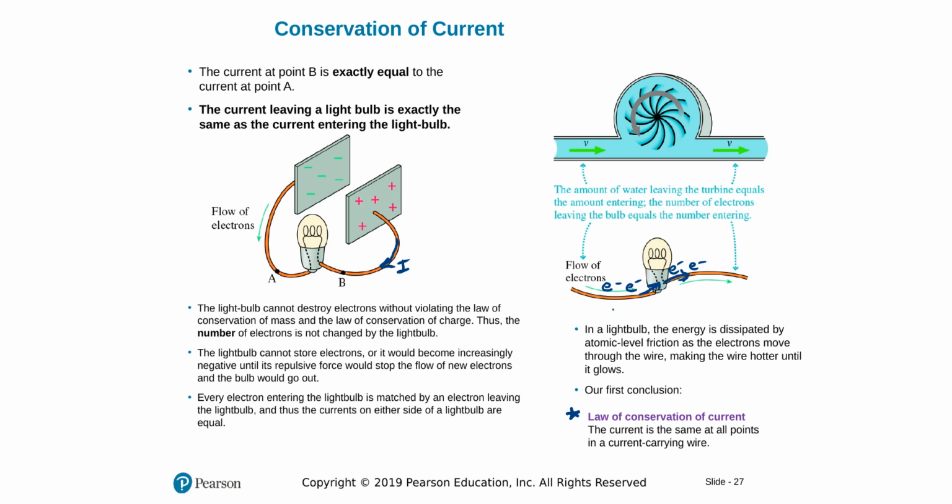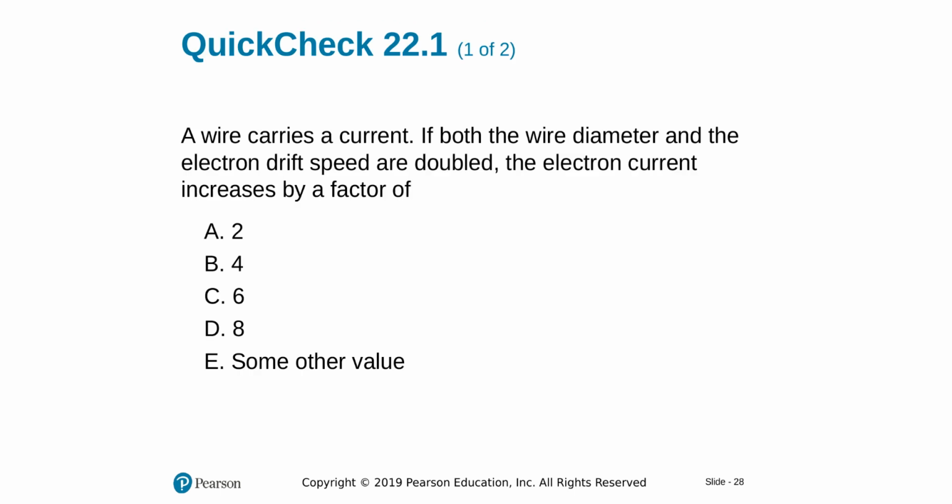So electrons in are equal to electrons out. This is called the conservation of current. Current is generated by electrons, so if the electrons cannot be destroyed or created, they are conserved. Electrons are conserved, current is conserved.